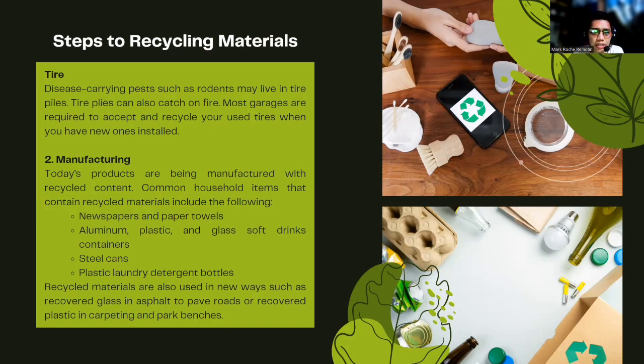So common household items that contain recycled materials include the following: newspaper and paper towels. So aluminum, plastics, and glass of drinks containers. So these are the common items in our house that are recycled. Steel cans, plastic laundry detergent bottles. So recycled materials are also used in new ways such as recovered glass and asphalt to pave roads or recovered plastic carpeting in park benches.